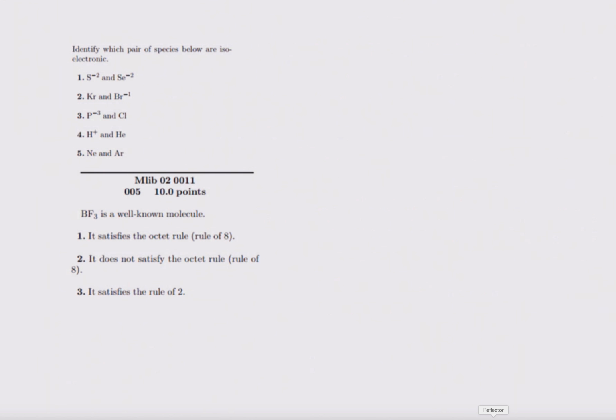Which of these species are isoelectronic? Okay, which pair are isoelectronic? So isoelectronic, the term just means they have the same electron configuration. And so for any two elements to have the same electron configuration, one has to be a neutral atom, one has to be an ion. So that's the first thing. So we can eliminate these two because they're two different elements, neither one is an ion.